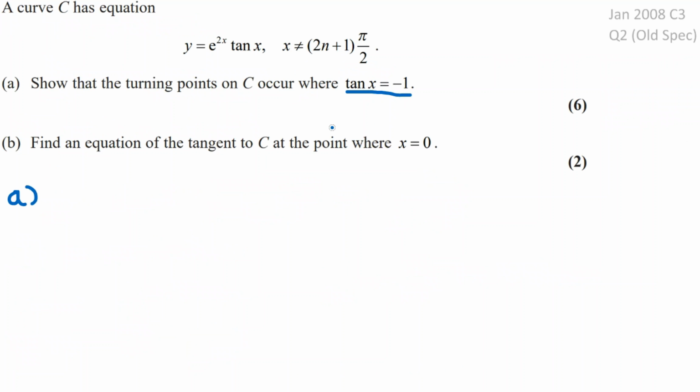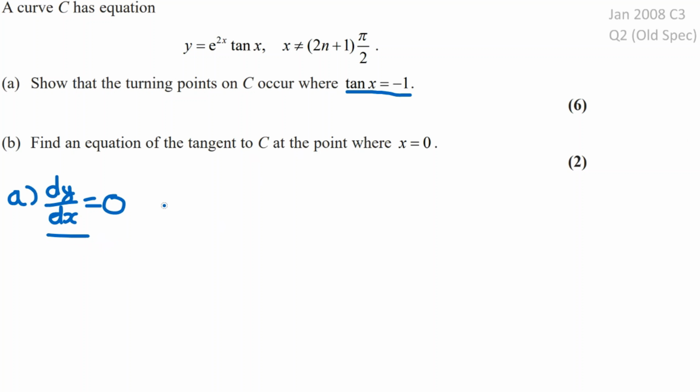So now we're going to go through some past exam questions. Here's an example of this, where we're told a curve has the equation y is equal to e to the power of 2x multiplied by tan of x. And we need to show that the turning points occur when tan of x is equal to minus 1. Now, we've talked about this before. Turning points exist when dy over dx is equal to 0. So what we need to do is find dy over dx, equate it to 0, and then find the x coordinates and show that this is when tan of x is equal to minus 1.